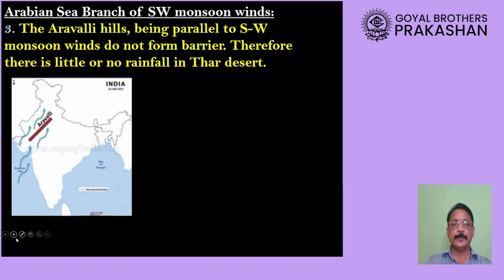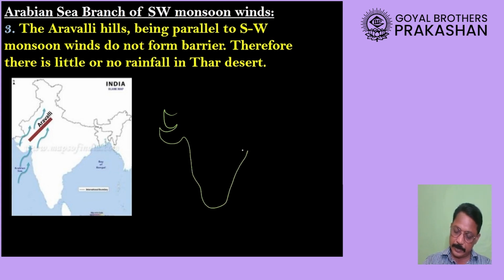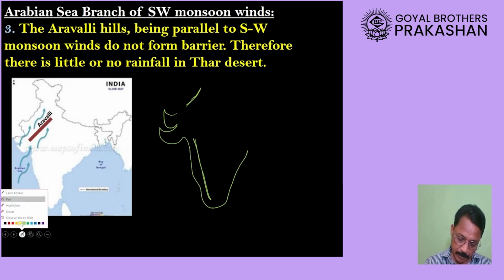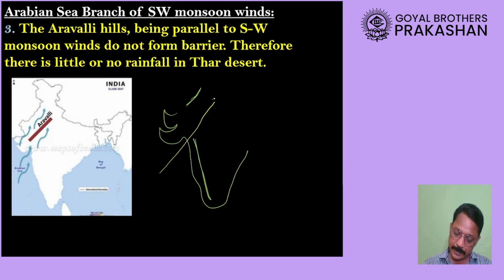Now let us see how exactly they play an important role. Now I am going to draw India here. Just some time ago we saw there is a mountain called Aravalli mountain. Then we also saw here is Western Ghat. Now what will happen when the winds blow from the Arabian Sea towards the northern side? Now look at these winds.